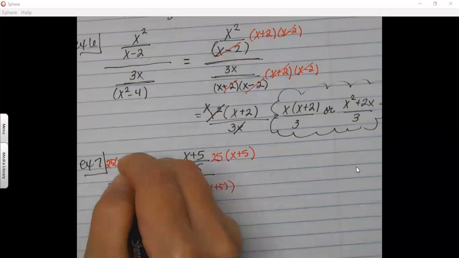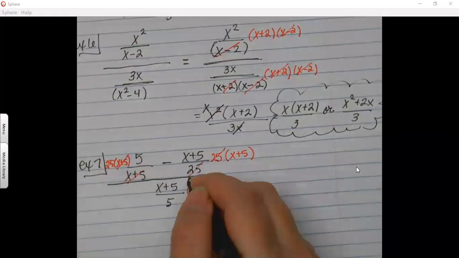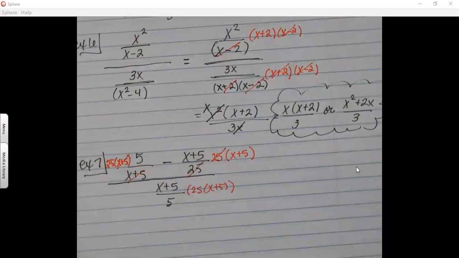So top left, the x plus 5s cancel. Top right, the 25s cancel. And then on the bottom, nothing, the 25 I can only reduce. 25 divided by 5 is 5.